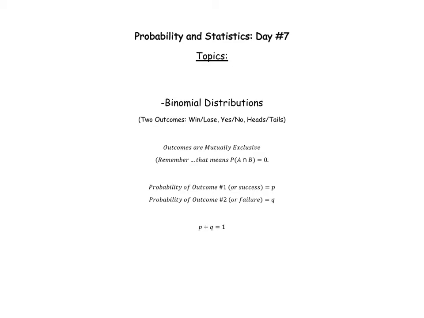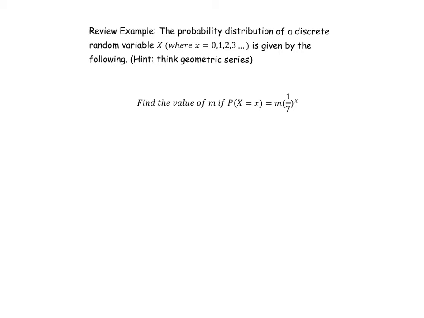So let's get into a quick review example on the idea of a discrete random variable, and then we'll get right into a few examples with binomials. All right, so this is very similar to an exam problem given a number of years ago. And this review example goes over this idea of the discrete random variable.